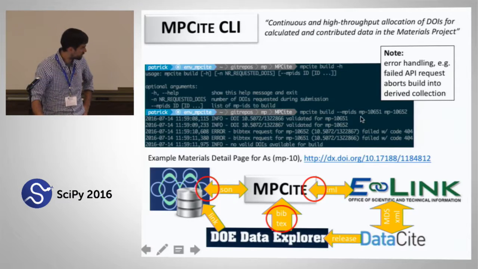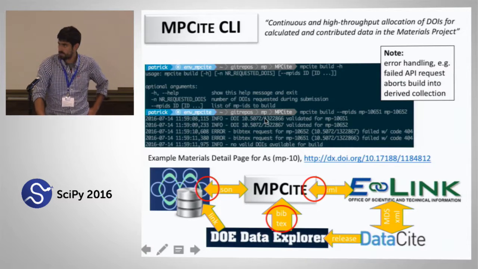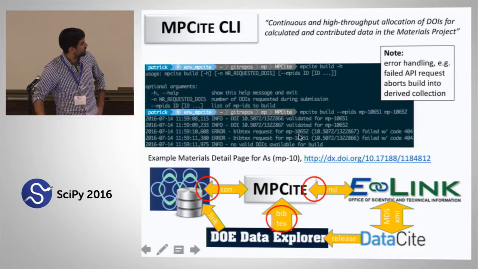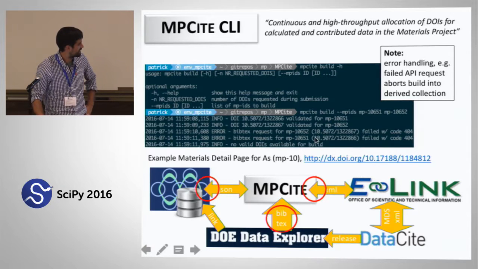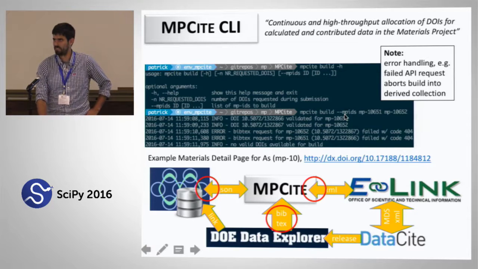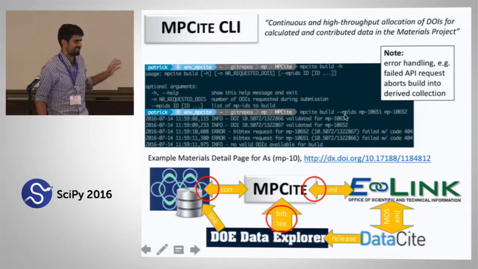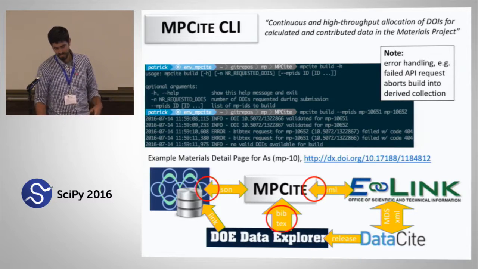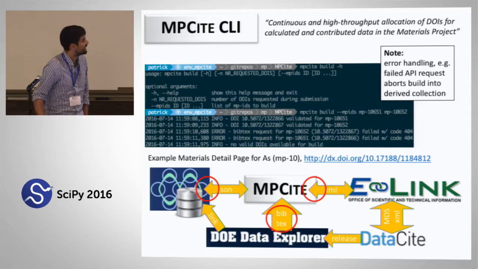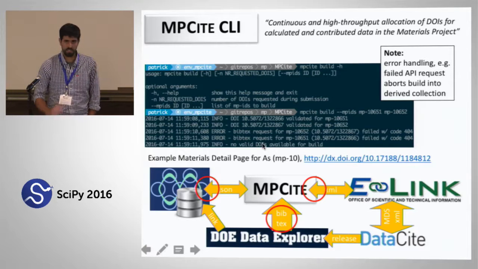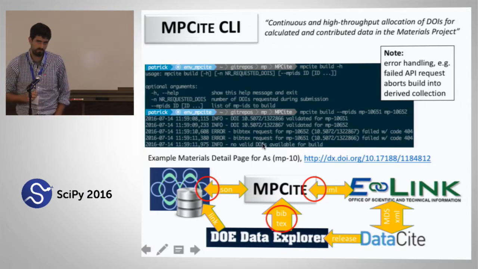If you run MPCite build on a certain MP ID, it'll validate it, so it'll ask E-Link and DataCite whether the process is completed. And it'll also go to the data explorer and ask for a BibTeX request. You can see here that it failed with the 404. This is in the development environment. The reason I'm showing it is that it gracefully handles those errors too, right? That stuff always happens, and you have to know that MPCite is going to run for months without anyone looking at it. So that stuff has to be graceful. If an endpoint is down for a while and it gets checked next day, it'll do it without me intervening. And it won't build anything or put anything on the homepage that is not ready yet to be shown.